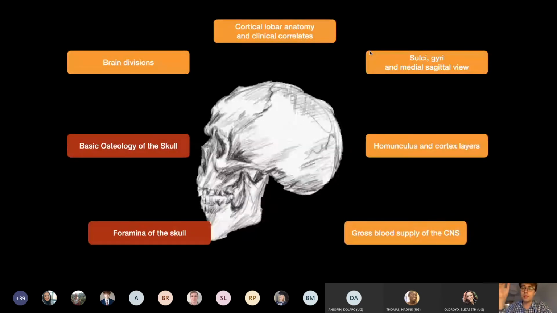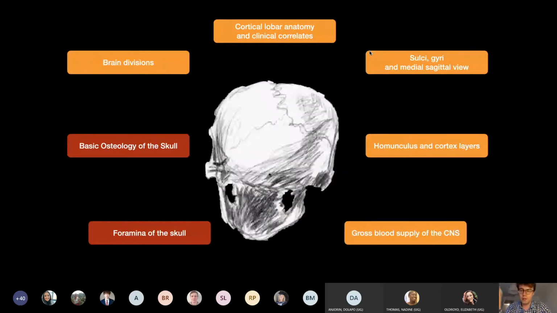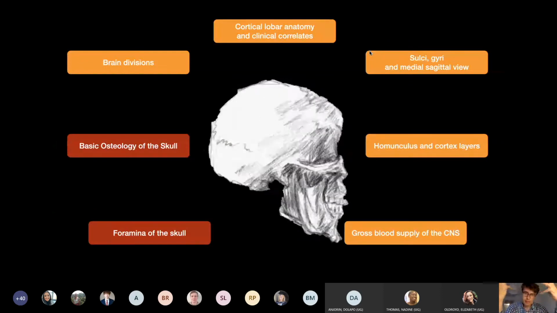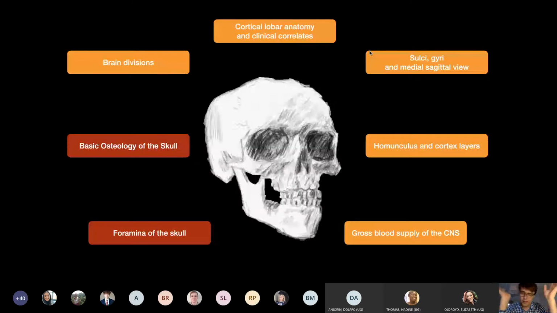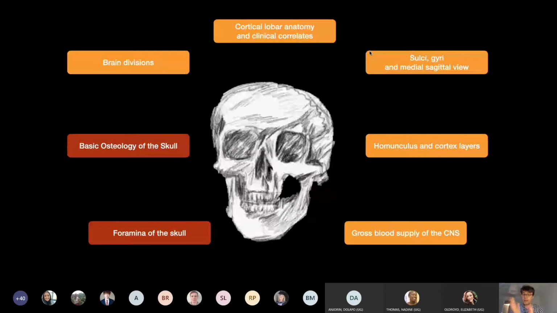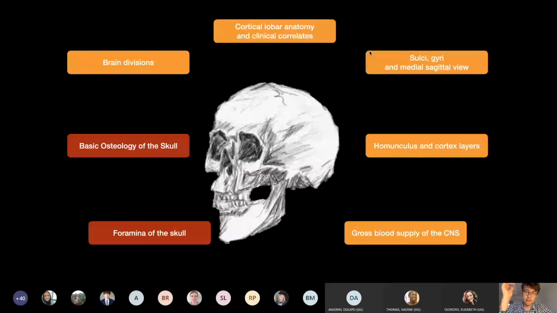So like I said, we're going to do the sulci, the gyri, then the median sagittal view. We're going to look at this idea of the homunculus and apply it to the cortical layers of the brain. This will all make sense later, don't worry. And then we're going to grossly, and I mean really grossly, look at the blood supply of the central nervous system.